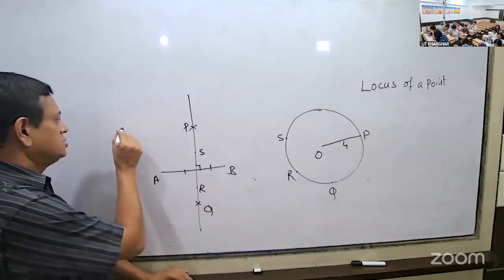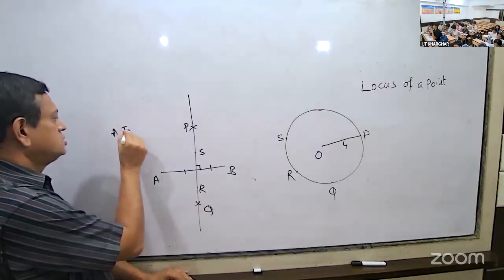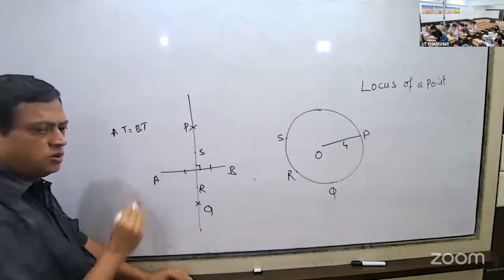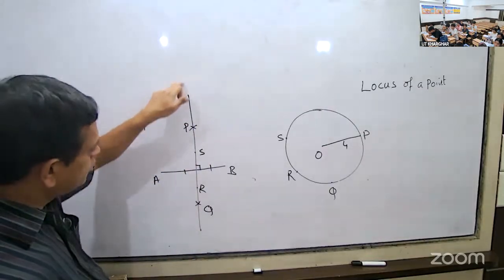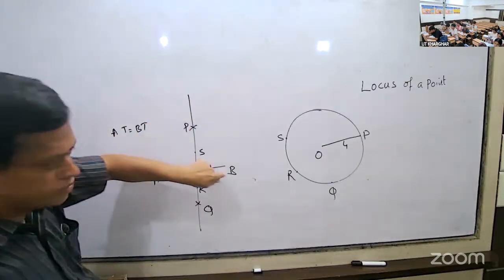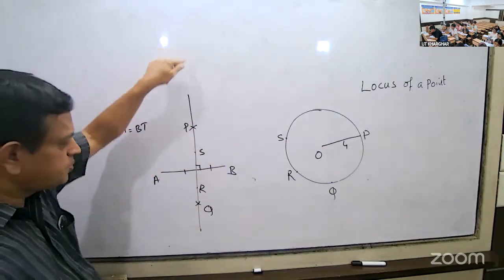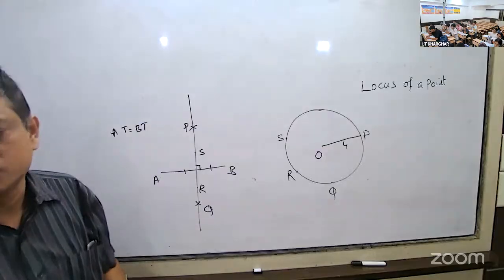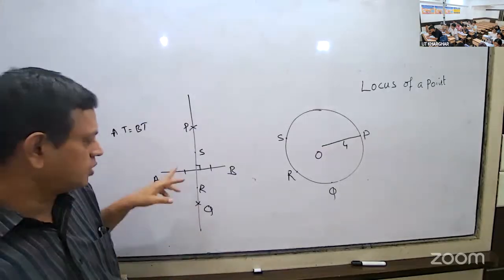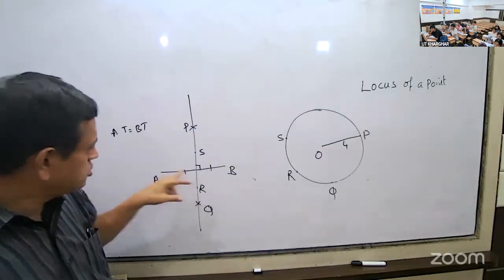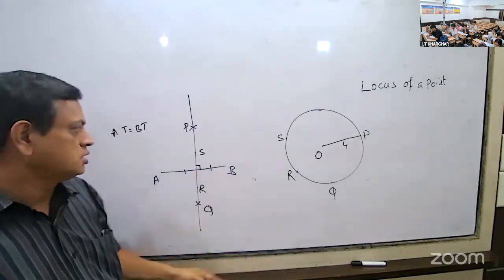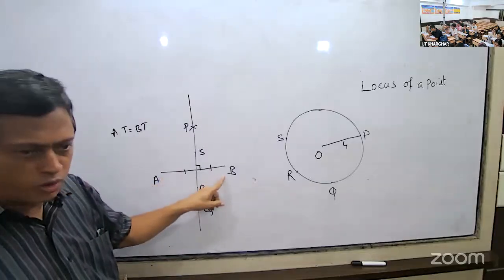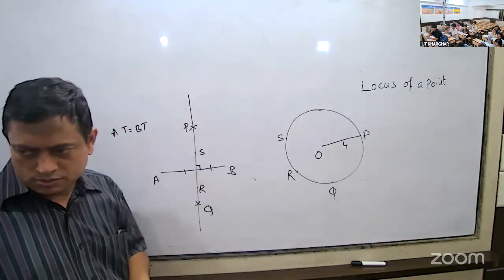Or if we take a point T such that AT and BT are equal, that means T will be on this line. That means every point on this line is equidistant from these 2 points. Therefore, this perpendicular bisector is the locus of points having a common property. What is the common property? They are equidistant from A and B. This is the second property: the locus of points equidistant from 2 given points is the perpendicular bisector.